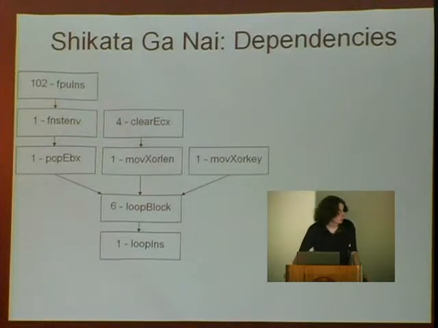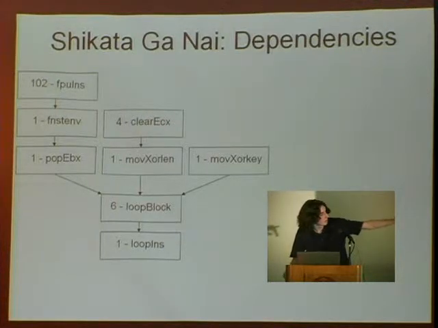And for the loop block, popEBX, moXorlen, and moXorkey must all have run before you can even get to the loop block. So this is just an idea of how these encoders actually achieve random ordering, because as you can see, nothing depends on clearEcx, fpulns, and moXorkey.